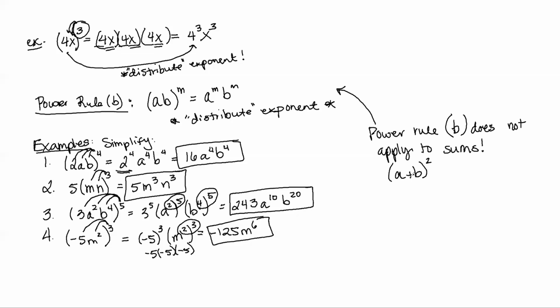What I usually call this rule is the power of a product rule, because it's explicitly with products. With sums, it's a little bit different. We'll actually see that in this chapter, but you cannot distribute. This is not a squared plus b squared. And we'll see why that is when we start multiplying polynomials. All right, let's look at our last power rule. This one we'll call power rule C.